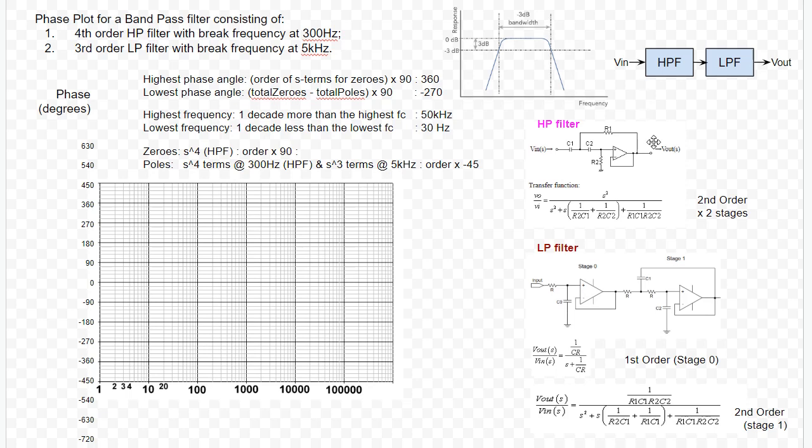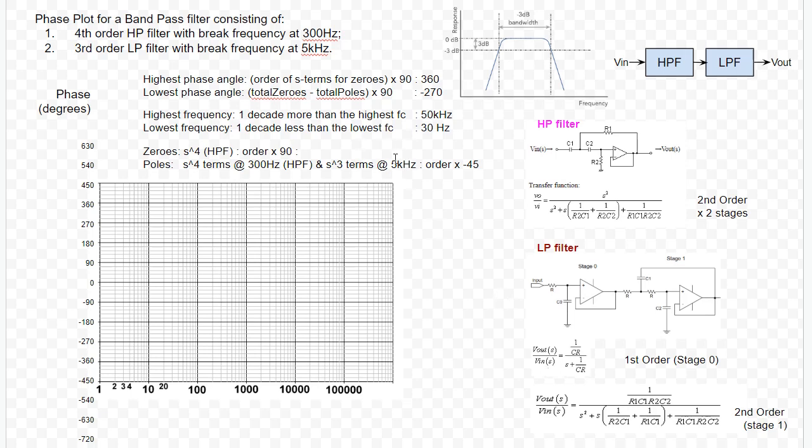All right, so again, to refresh your memory on Sallen-Key topology, high-pass filter structures are like this. Low-pass filter structures are like this. And this is the transfer equation for each. So this one is a second order H of S, if you like, for a second order high-pass filter. This here is the transfer function for another second order, but for a low-pass filter.